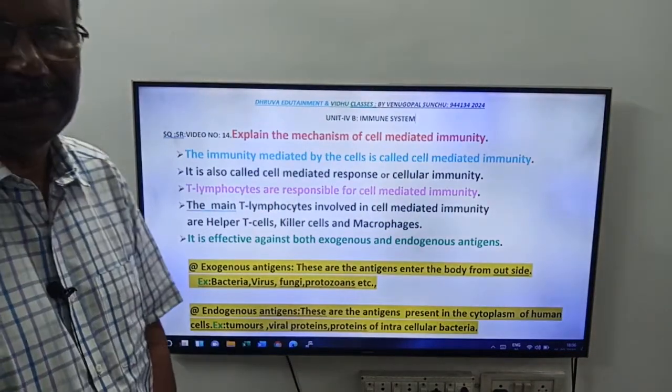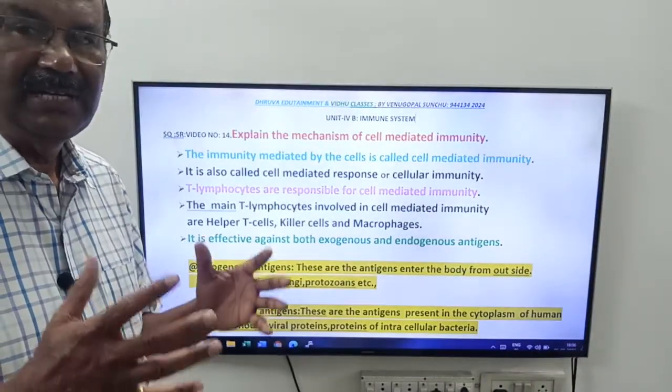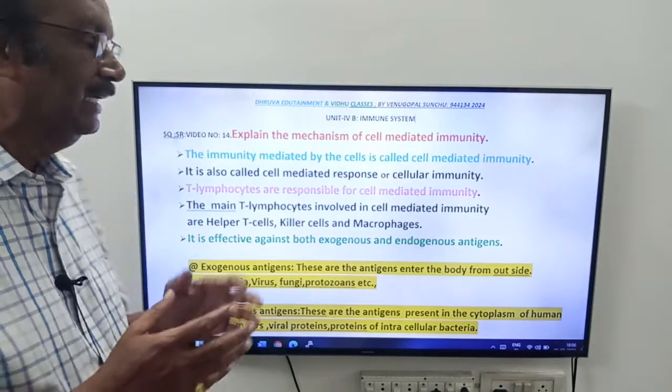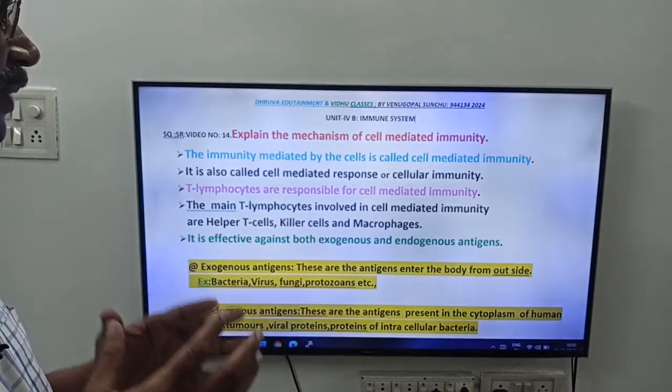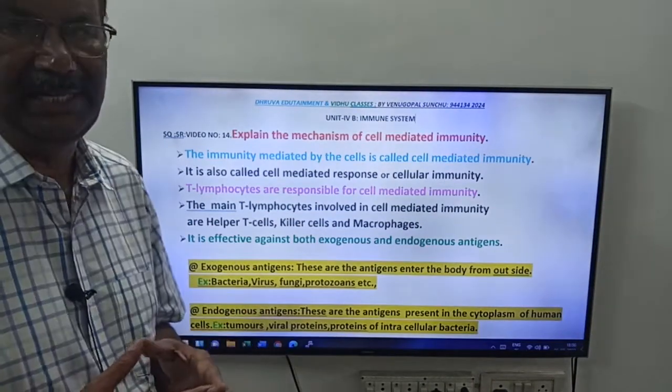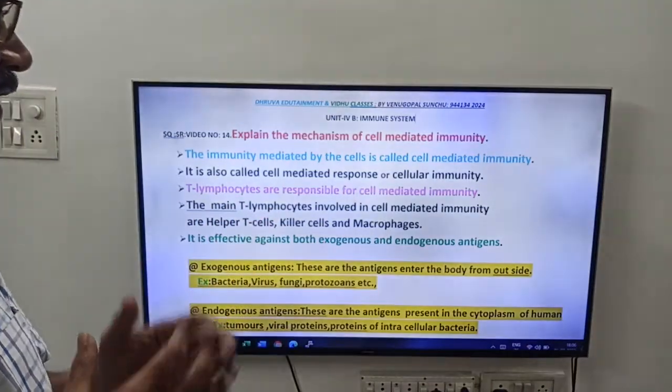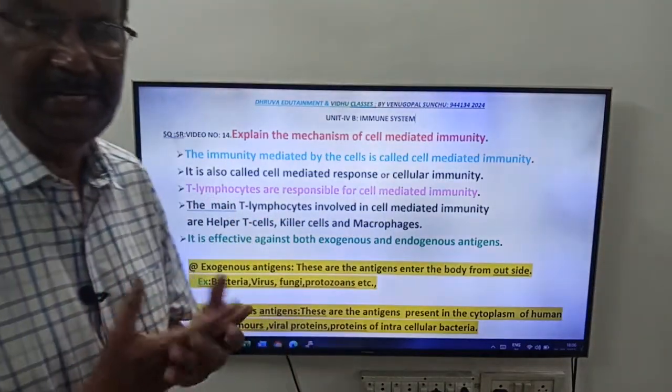Friends, very, very important. Which cells are responsible for mediation? What are they, friends? T lymphocytes are responsible for cell mediated immunity. Very, very important. T lymphocytes are responsible for cell mediated immunity.